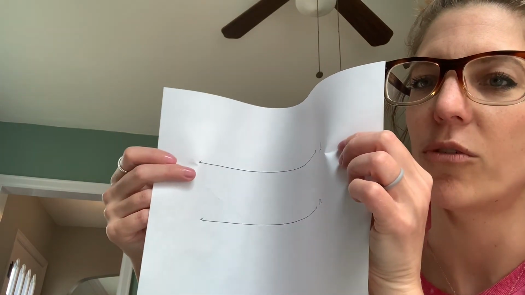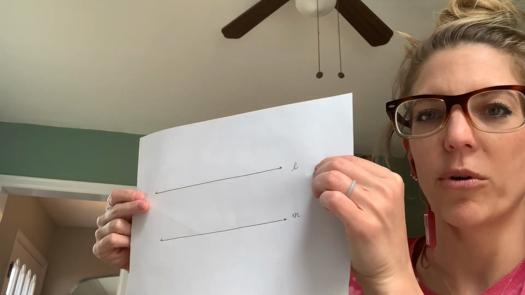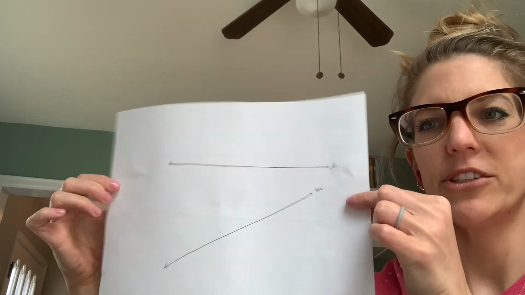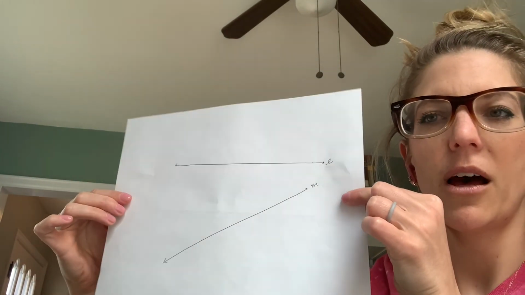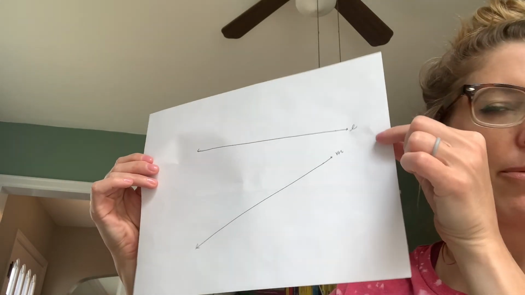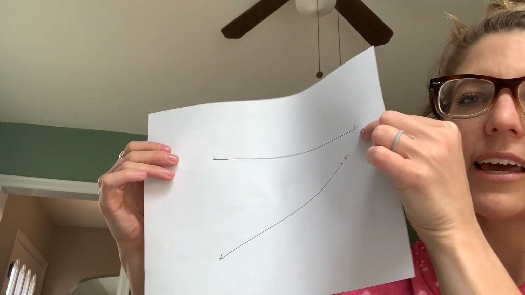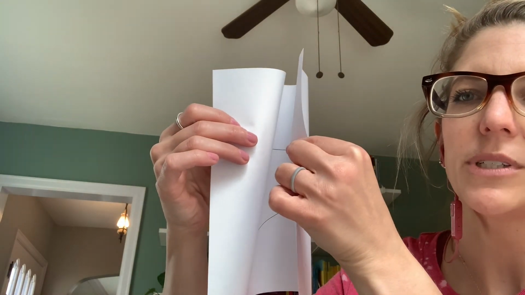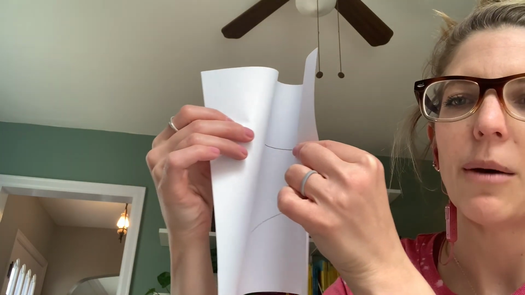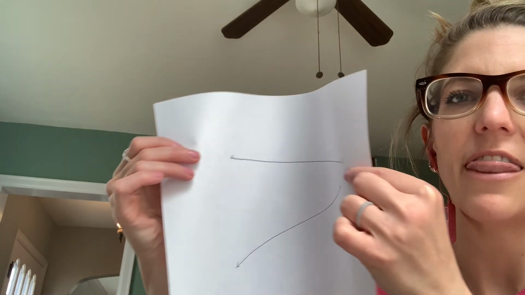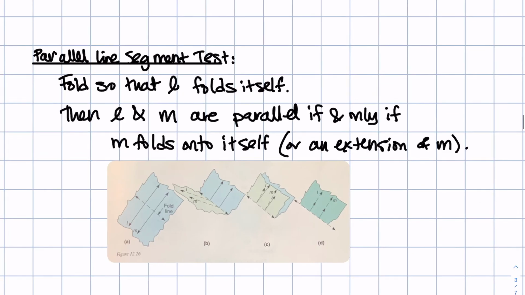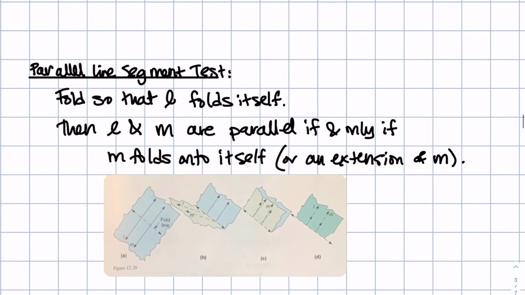So that it's overlapping. Here's an example of how it works when they're not parallel on this side. So here we can see these two lines are not parallel. There's L and M. We can just visually test that they're not parallel. But my paper folding test says, okay, again, fold L so it folds onto itself. And notice now as I'm folding L so it folds onto itself, M is not folding onto itself. That means those two lines are not parallel. So that's the parallel line segment test.